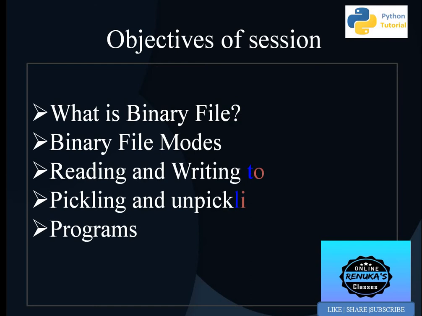In our previous video we discussed the files which we can use in Python. There are two types of files, text files and binary files. A text file consists of a sequence of lines, and a line is further a sequence of characters stored on a permanent storage media. But binary files are used to store binary data such as images, files, audio. So today in this session we are going to discuss binary files, the various file modes, reading and writing to a binary file, pickling and unpickling, and then the programs.